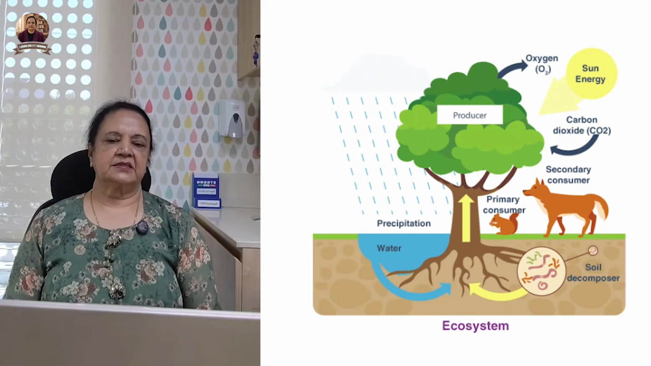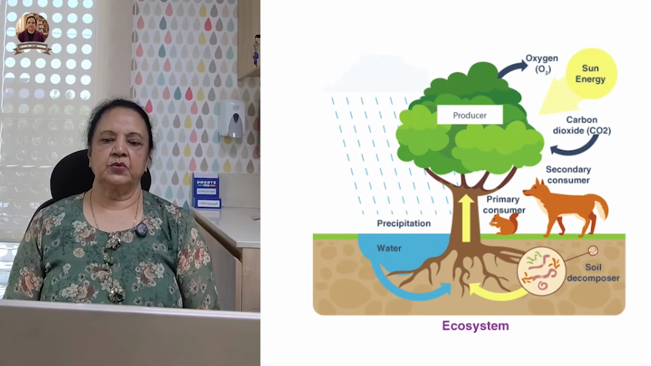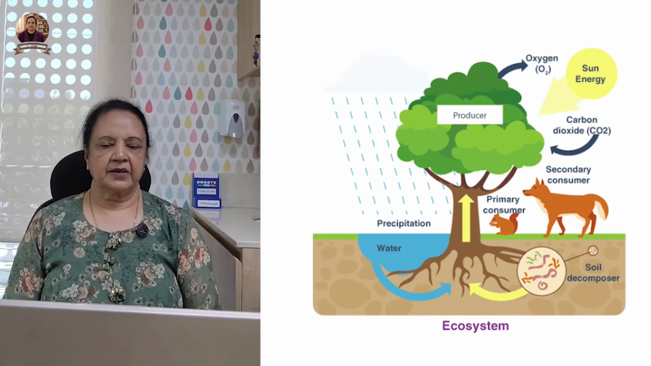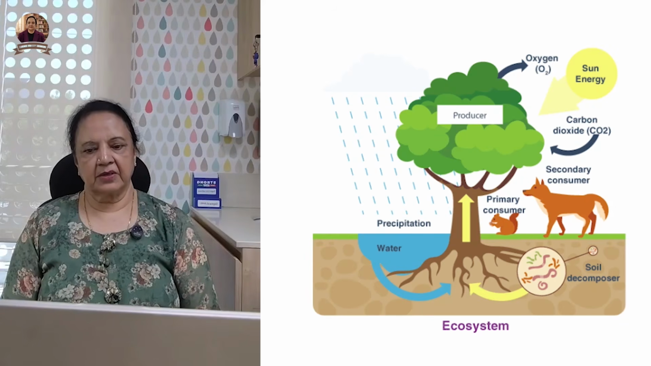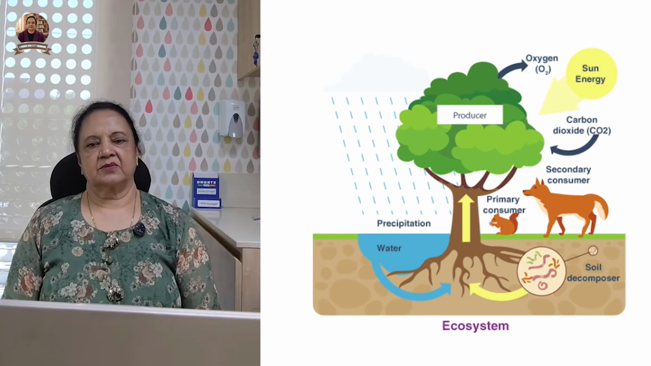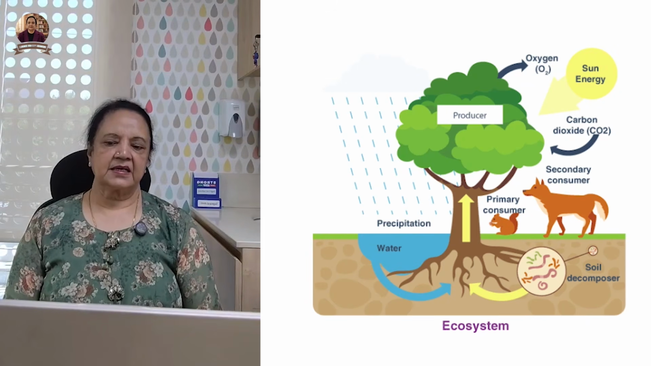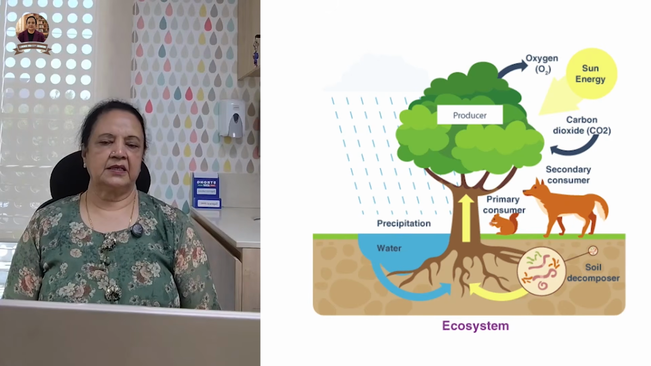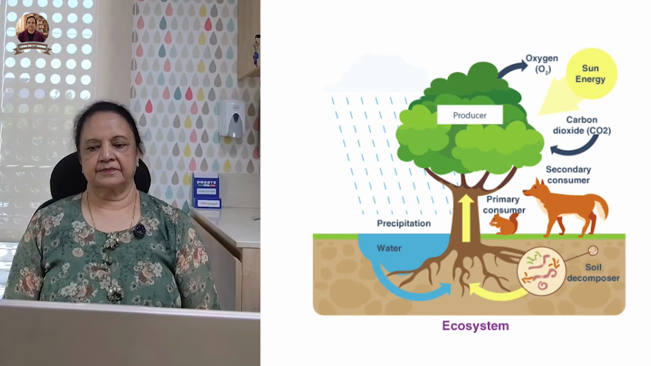An ecosystem is composed of two main interacting components. First is the abiotic component, or the non-living component. These are the physical and chemical factors of the environment. Physical factors like sunlight, temperature, rainfall, humidity, and the soil structure.